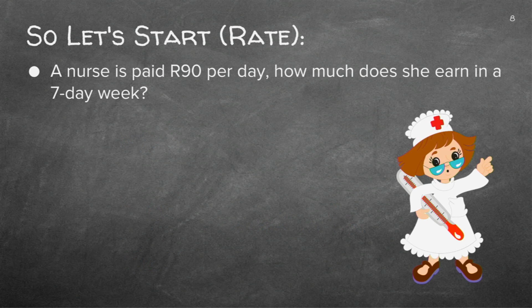Let's try another one. A nurse is paid 90 rand per day. So for 1 day, remember per tells you it's for 1. So for 1 day, she gets 90 rand. Now the rest of the question is, how much does she earn in a 7-day week? And the calculation will be 90 rand times 7. And that will give you 630 rand per week.